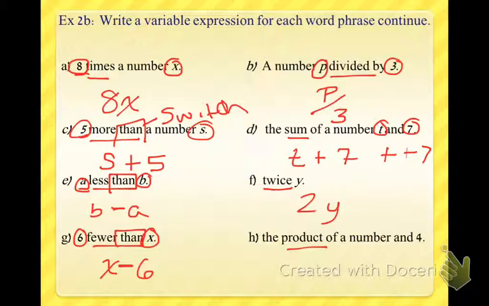Product. Product again means multiply, but remember we don't use the multiply sign. You just put the variable and the number together. This one does not give you a variable, so you can use any variable you want. So I'm going to do 4d because of my name. And there are your answers for 2B.